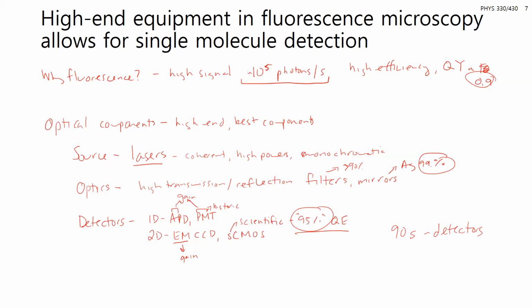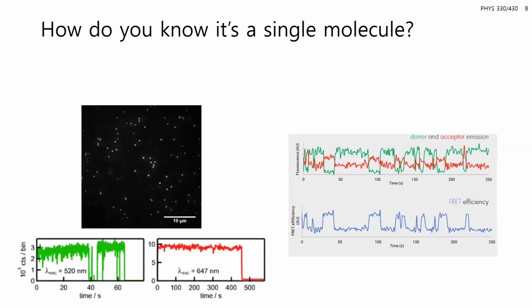So after you put in a sample, you'll have fluorophores, and you're going to be using these high efficiency, high quantum yield fluorophores, and you're going to be working at very low concentrations, tens of nanomolar to picomolar concentrations. In a typical image, if you're doing two-dimensional microscopy, or we'll talk about one-dimensional microscopy, you can see here, these are individual molecules being imaged.